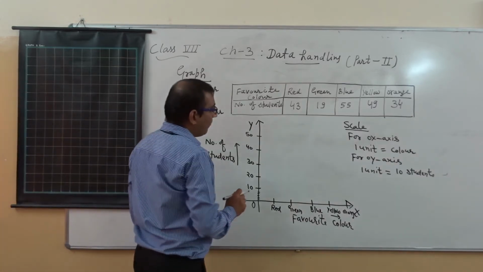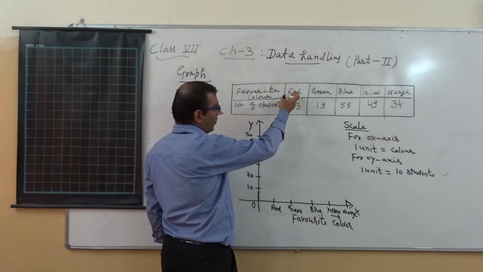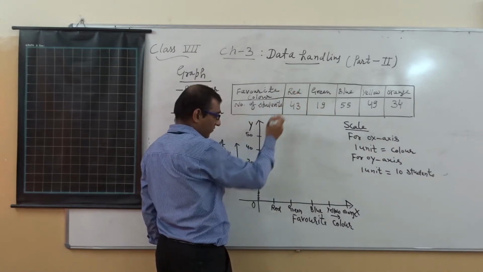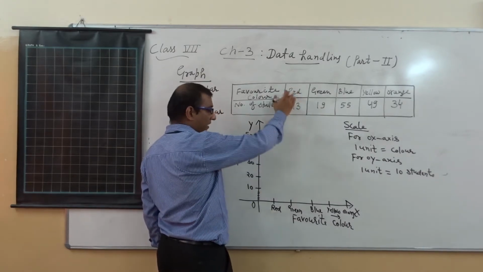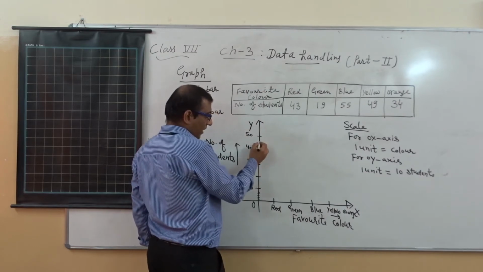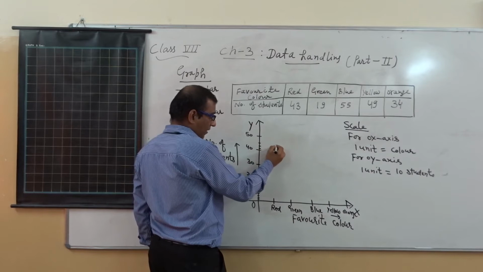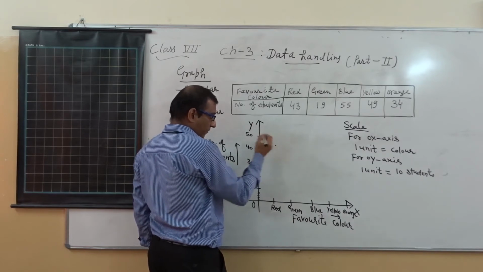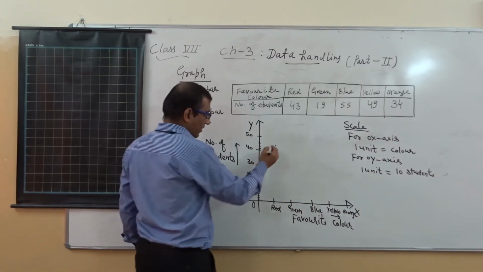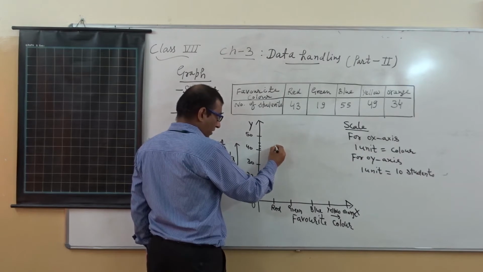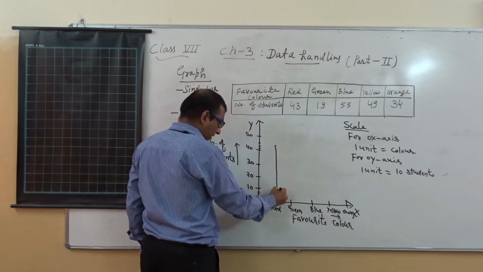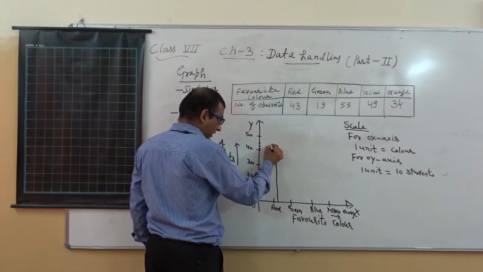So how can we locate for favorite color red, where the number of students is 43? It means 43 students like red color. So 43 we will come here, 41, 42 and 43. It means we will mark a point here and we will draw a bar in such a way.